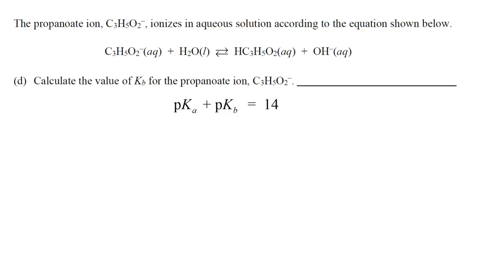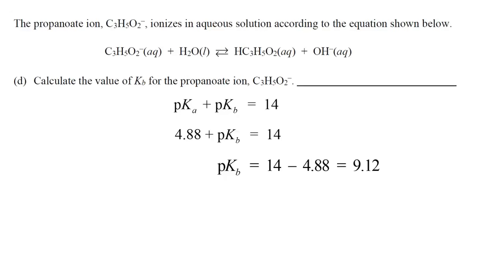Now, earlier in this question, we were given that the value of pKa for propanoic acid is 4.88. So that was given earlier in this question. All I have to do now is rearrange this equation to solve for pKb, and that would be 14 minus 4.88. And 14 minus 4.88 is equal to 9.12. Now, 9.12 is not the answer to part D, but I'm very close.